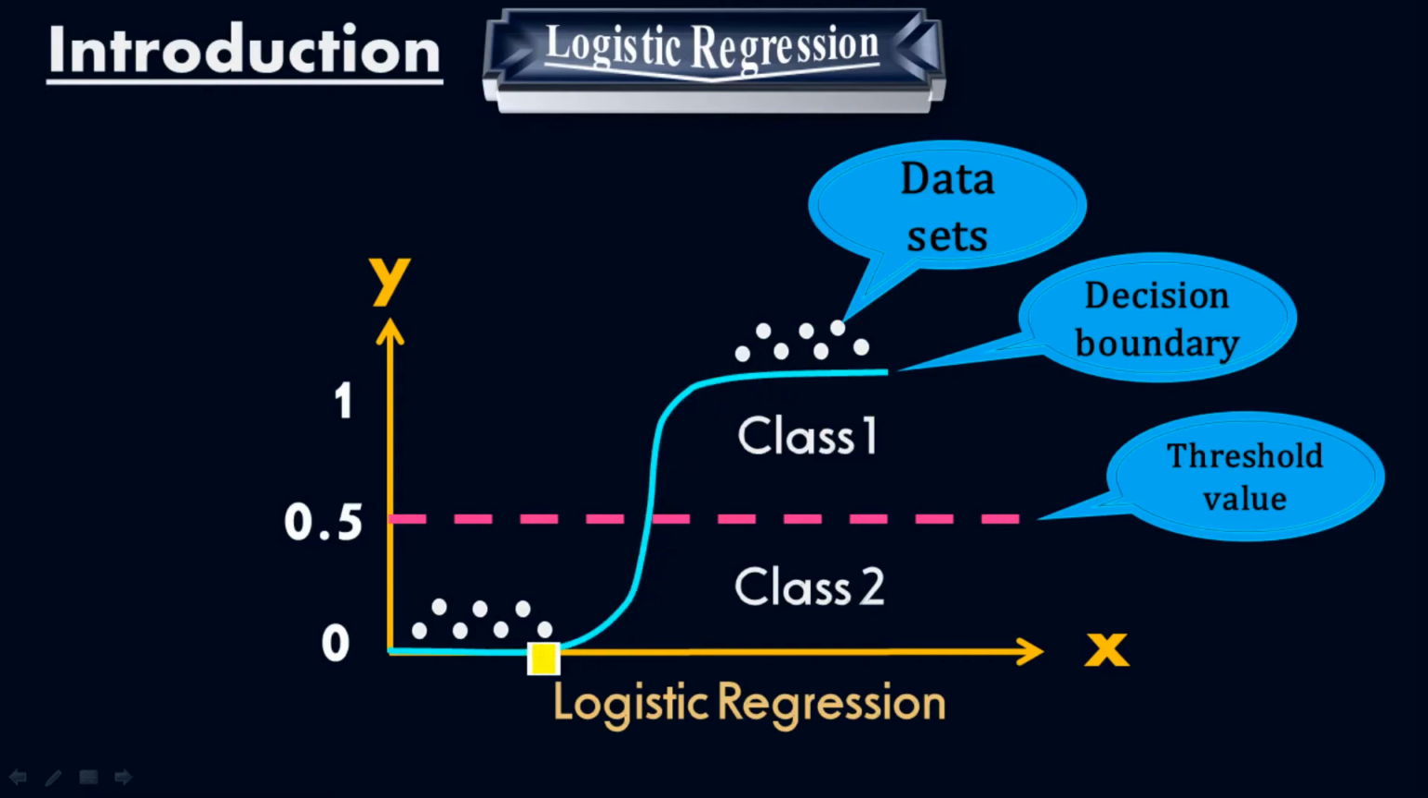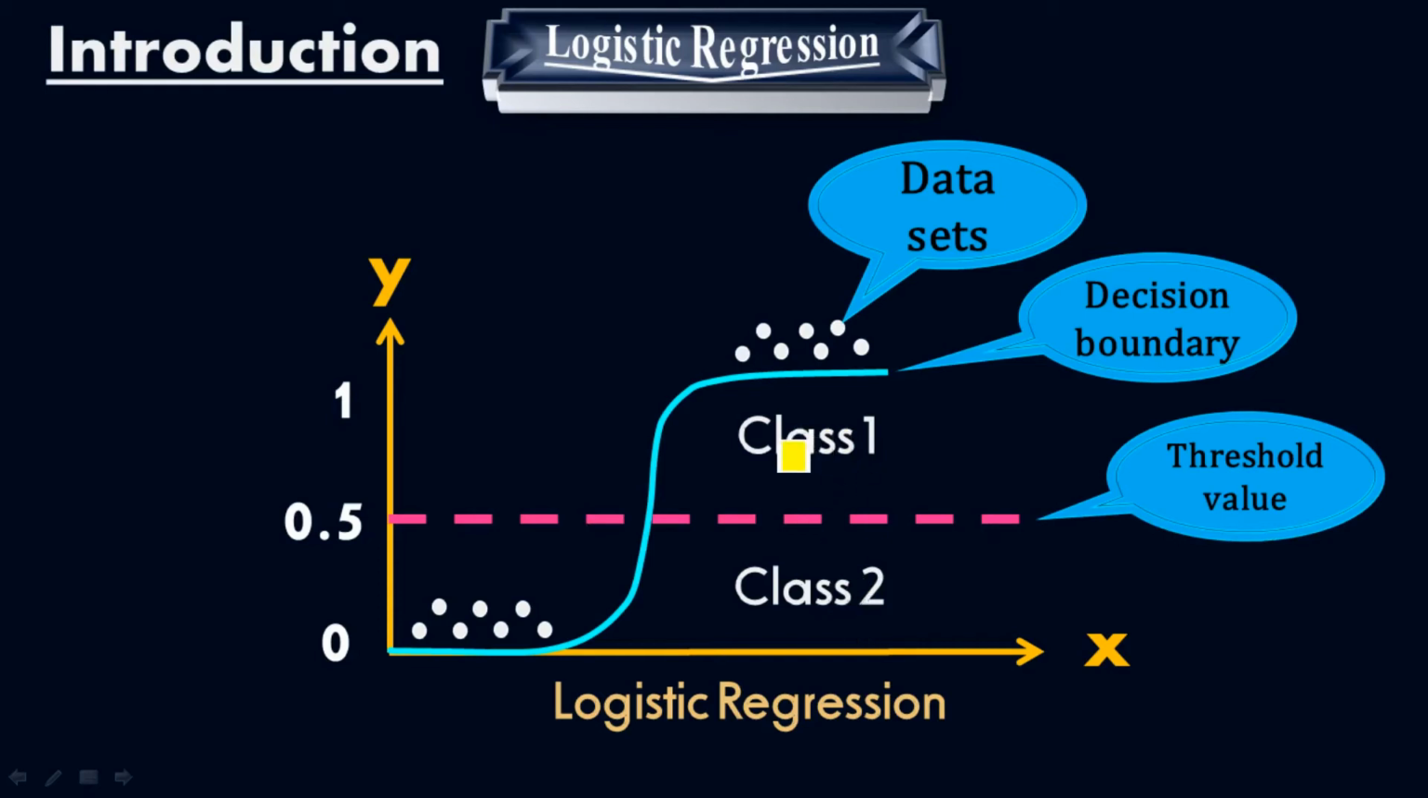There will be an S-shaped boundary where all the data classes are above the decision boundary here. Class 1 data sets are above the decision boundary. It actually blocks their own respective data sets into their own classes with a threshold value. Look, threshold is the middle value of 0 and 1. The middle value of 0 and 1 is 0.5. This is the threshold value. Above the threshold value we have class 1, and below the threshold value we have class 2.